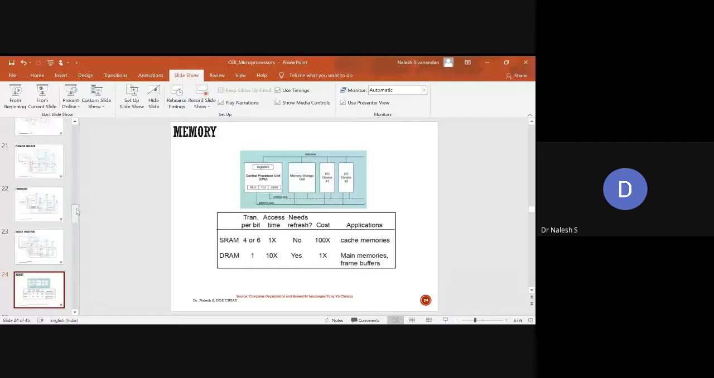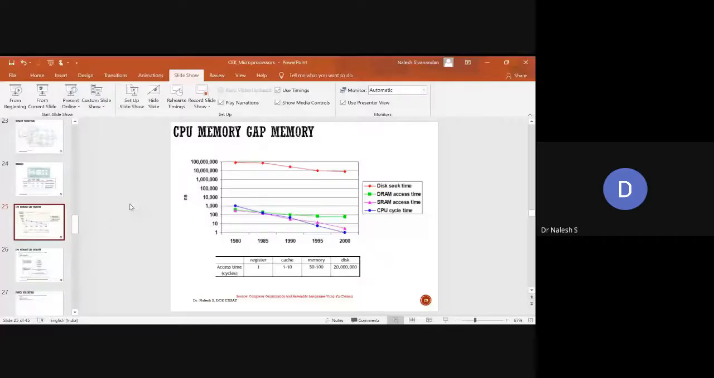So the problem with the serious frequency increase is memory technologies. The pink line is for SRAM, the green line is for DRAM, and this is for disk, the hard disk. If you see, the processor's speed increases very fast, but the memory's speed is not increasing that fast. So the computations become faster, but the memories are not getting fast enough.